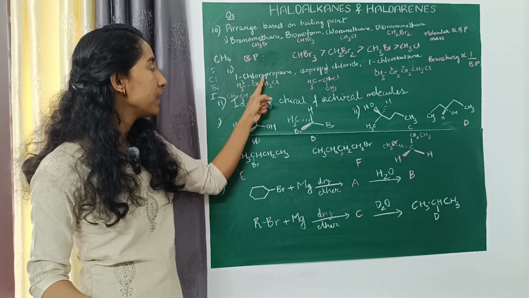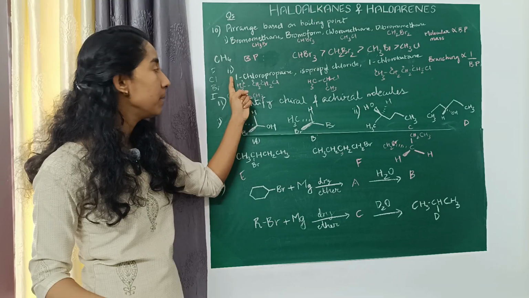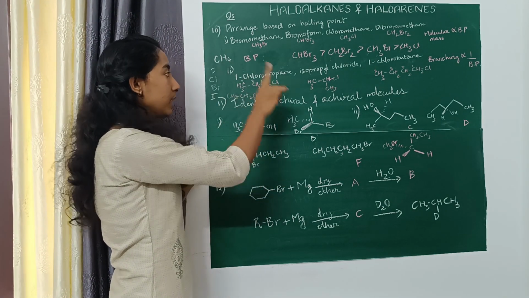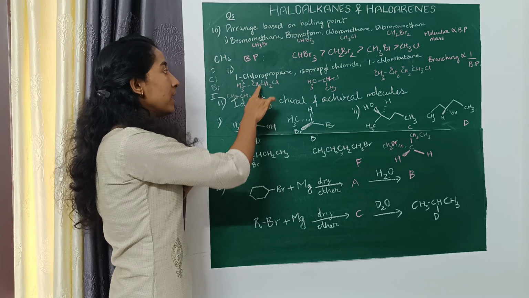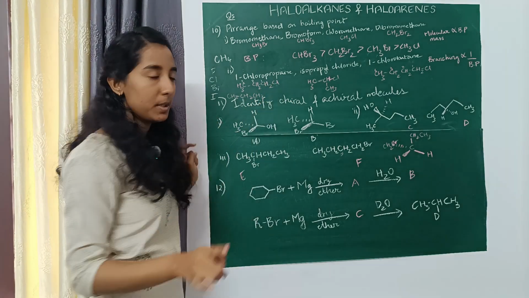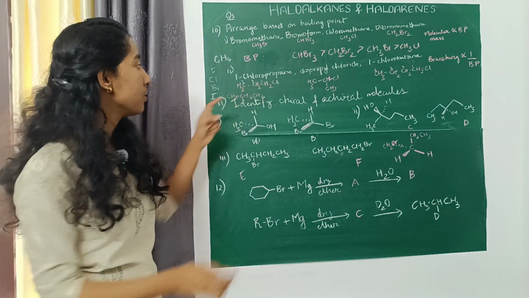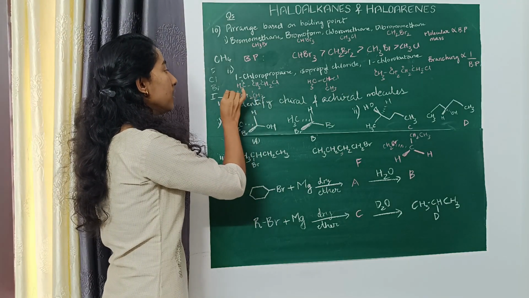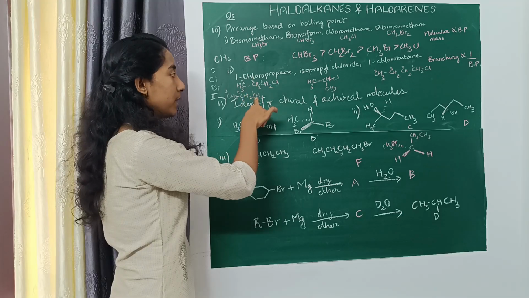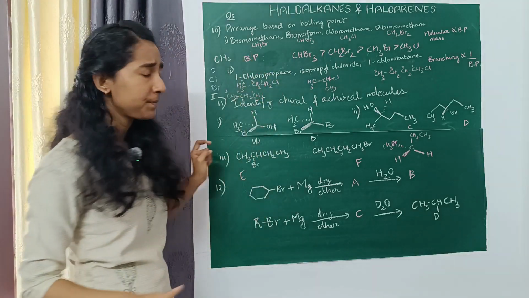So 1-chloropropane is where one hydrogen atom is replaced by a chlorine atom in the first position. When you number the 3 carbon atoms 1, 2, 3, in the first position you remove one hydrogen atom and replace it with chlorine. So that is 1-chloropropane.